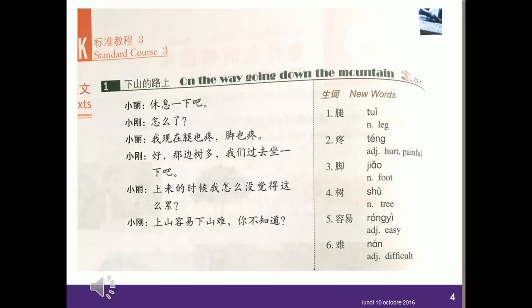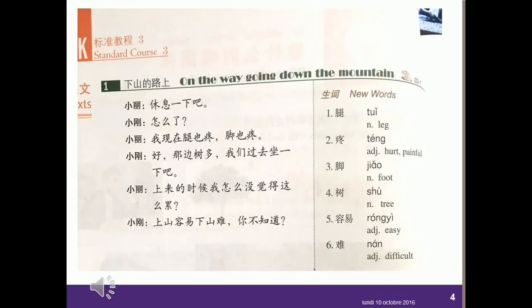腿又疼脚又疼. Both the same meaning. 我现在腿也疼，脚也疼。那小刚 says, 好, okay, 那边树多, over there. 那边, remember, 那 means there, 边 means side, or you can say 那面, right? But normally we say that side, 那边 is more frequent than 那面. So 那边树多, there's a lot of trees there. 那边树多。我们过去坐一下吧。So let's go there and have a sit. Sit for a while, sit for a moment. Let's go over there, sit for a moment.